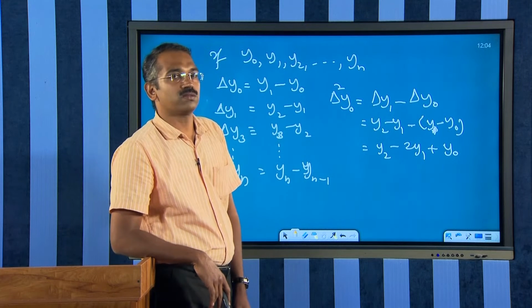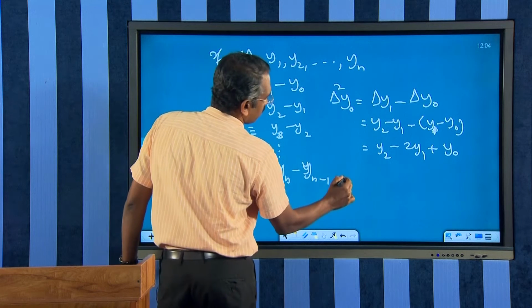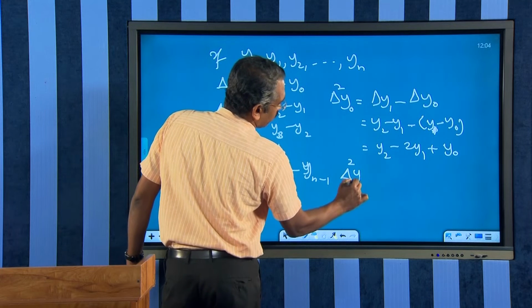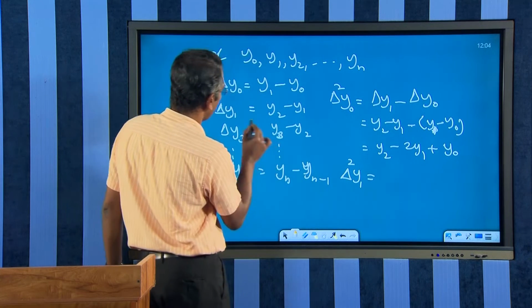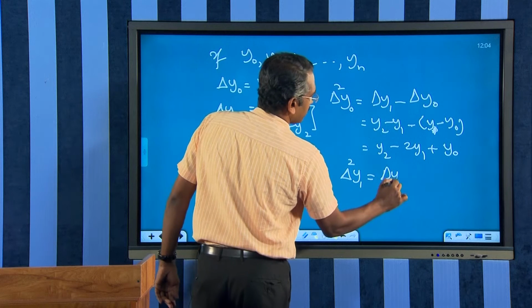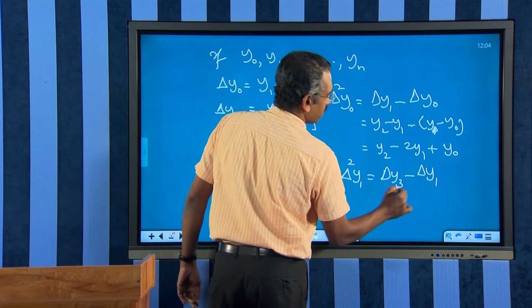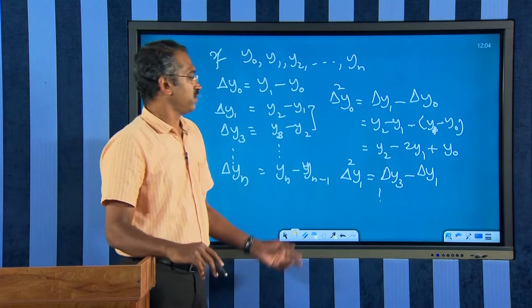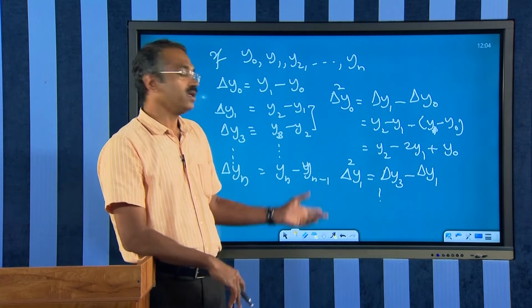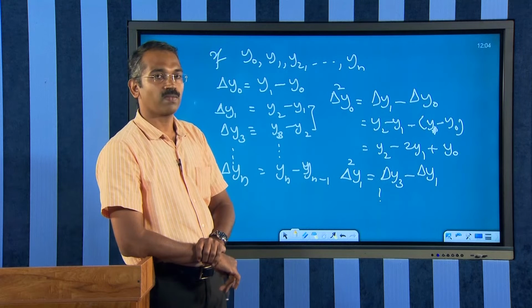forward difference. And then delta square y1 is equal to the difference of these two, that is delta y2 minus delta y1. In a similar manner, we can define any higher order forward differences.